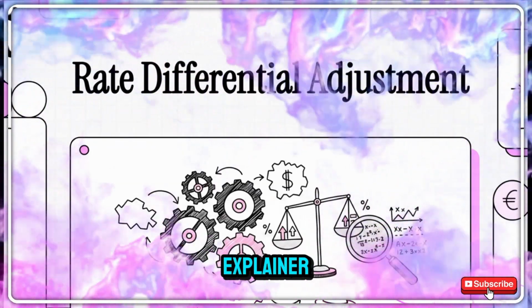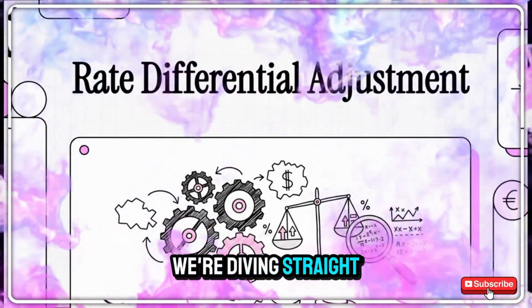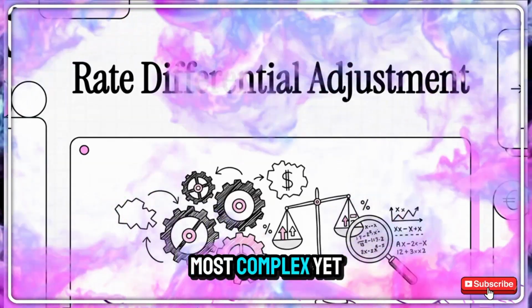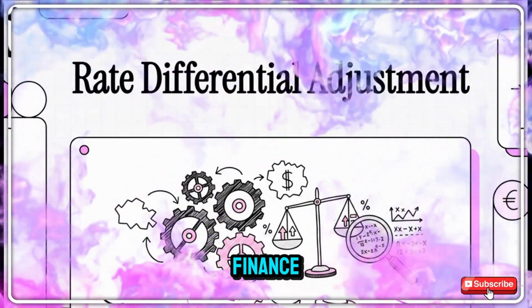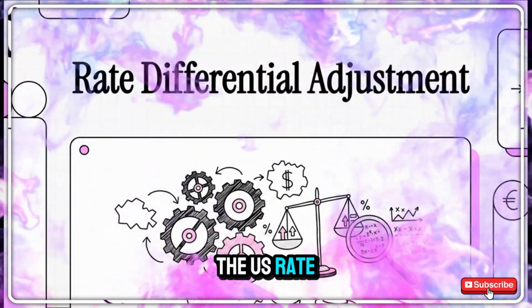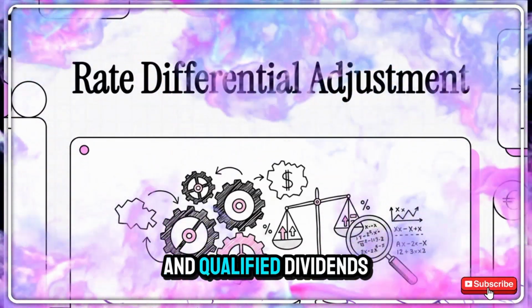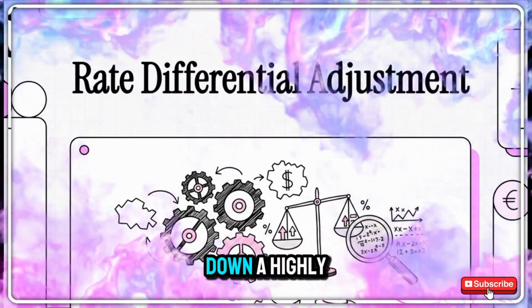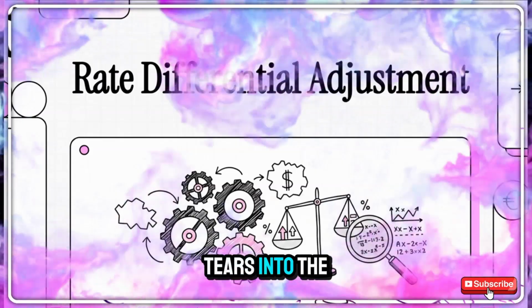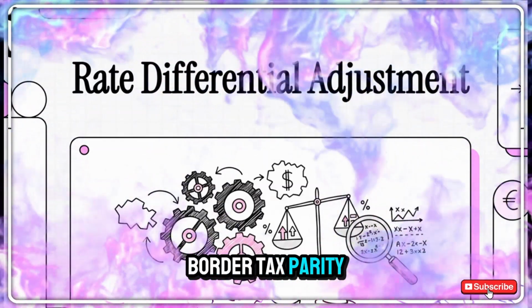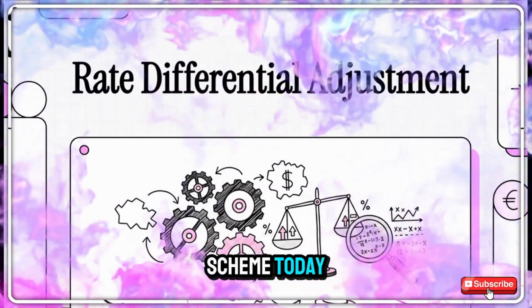Welcome to this explainer. Today, we're diving straight into something that's honestly one of the most complex, yet totally fascinating mechanisms in international finance. We're talking about the U.S. rate differential adjustment for capital gains and qualified dividends. Now, we're going to be breaking down a highly detailed anonymous expert report that absolutely tears into the math behind cross-border tax parity. We're not doing a surface-level scheme today, no way.